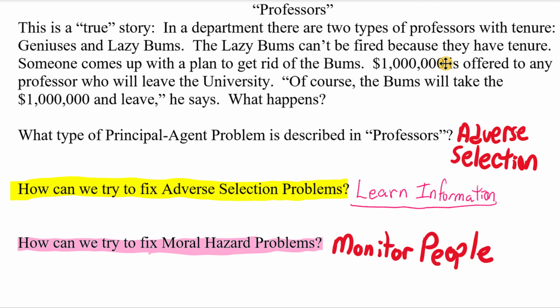Let's think back to the lemons problem that we talked about at the beginning. That was an adverse selection problem, right? The problem was if you bought a used car, there was a good chance that you were going to buy a used car that was worth a lot less than what you paid for it. How could we fix this? Think about things that we actually do in used car markets. How can you prevent yourself from getting ripped off?